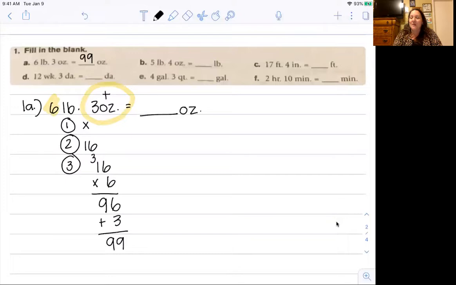I want you to stop and try the next one. Look exactly like 1A. Pause and let's do 1B together. Or let's have you do it and then you check with me when you're done. Now a little side note. You're going from pounds, 5 pounds, 4 ounces to pounds. So it's a little bit different. So check it and then come back.